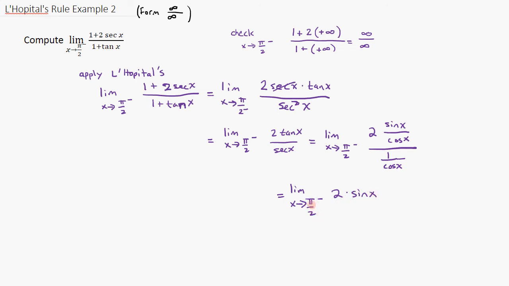So now as x approaches pi over 2 from the left, we plug in pi over 2 here. Sine of pi over 2 is 0. So this is just 2 times 0, and 2 times 0 is 0. So the value of this limit is equal to 0.